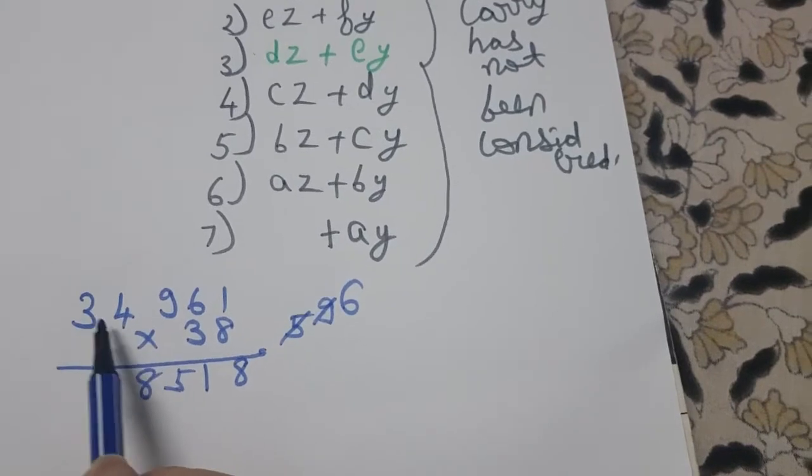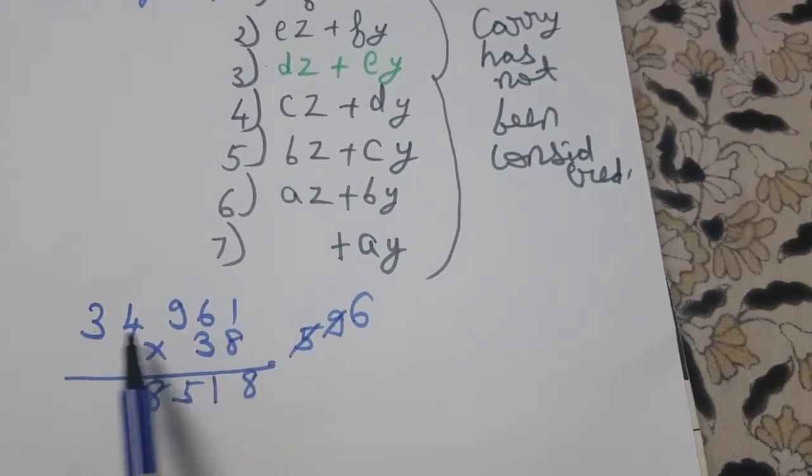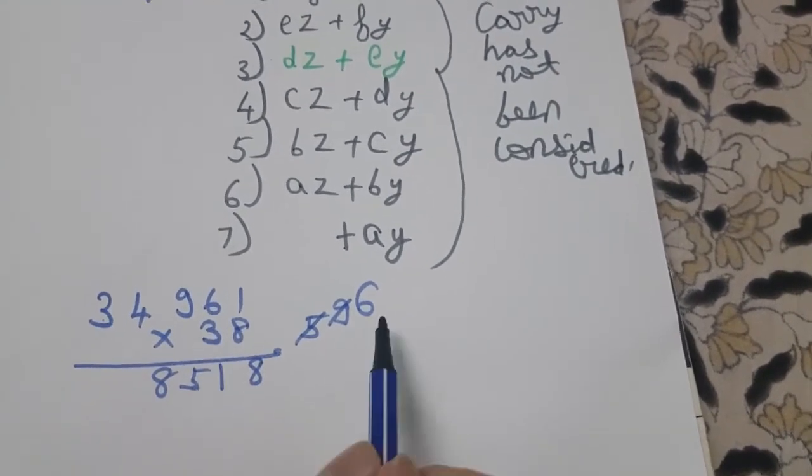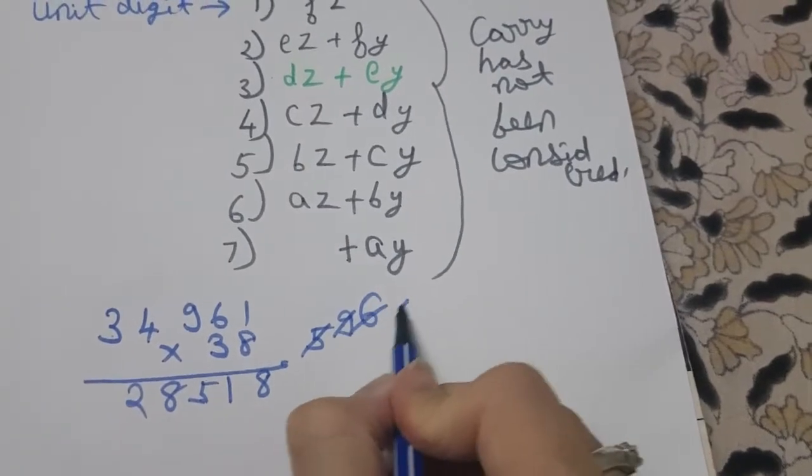Now you have to multiply this number. 3 eights are 24, 24 plus 12 is 36, 36 plus 6 carried is 42. 4 will be carried.